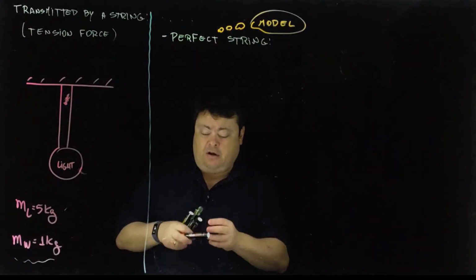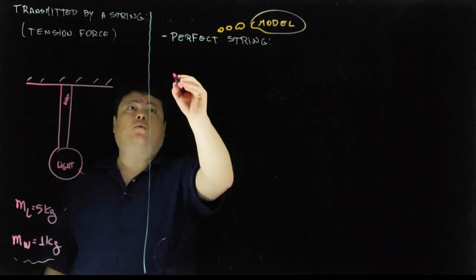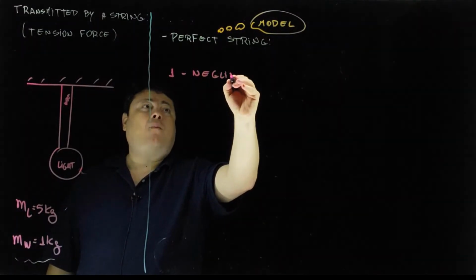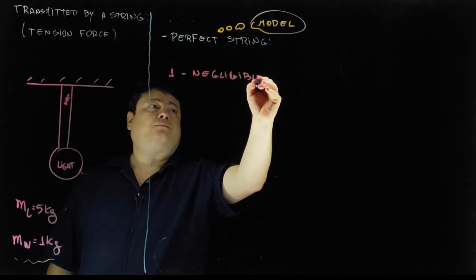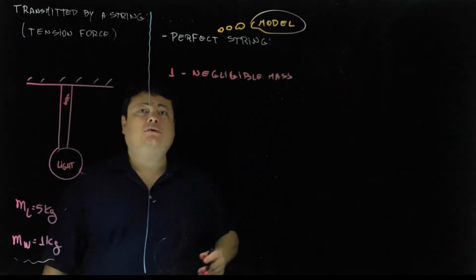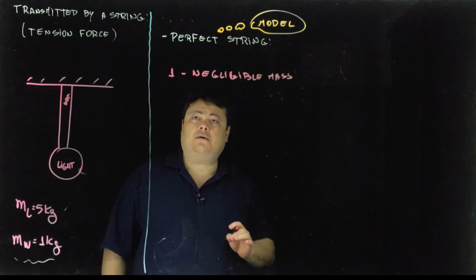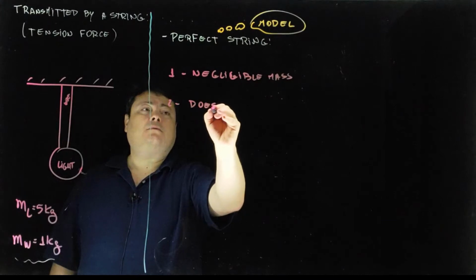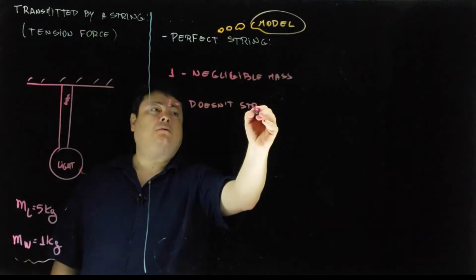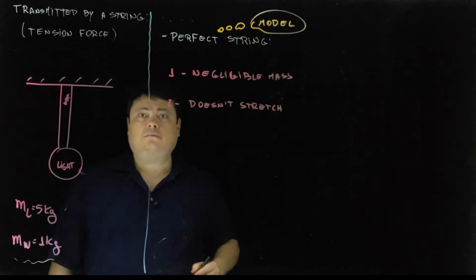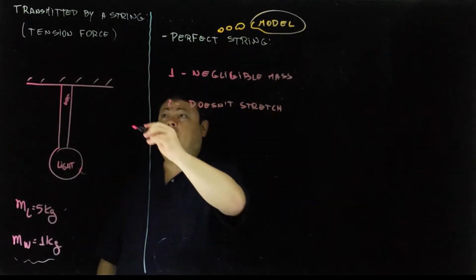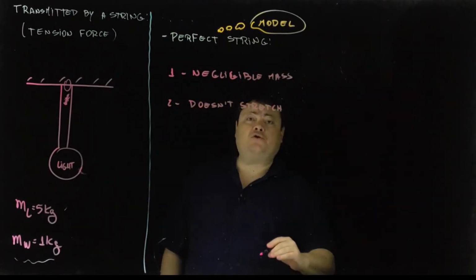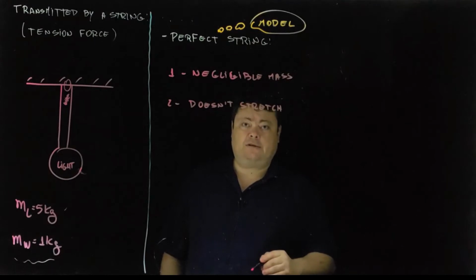So for the perfect string, my assumptions are basically that, 1, it has negligible mass. So my perfect string is basically massless. Number 2, it doesn't stretch, which means that if I make the top, by any chance, move a certain distance, the bottom of the string, the other end of the string will move the same distance.